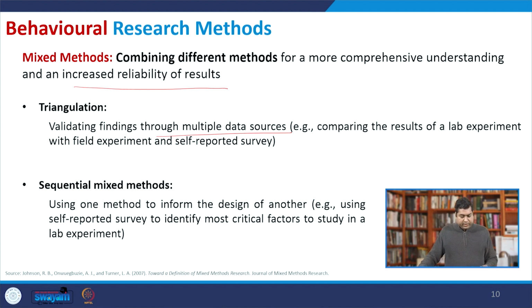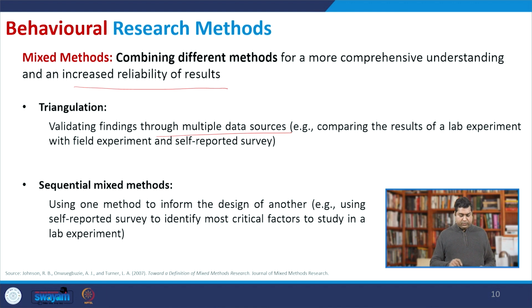Now coming to the sequential mixed method. In triangulation we compare and then come up with certain observations. In the sequential method, we use one method to inform the design of another, so it is a sequence. We have discussed this in the mixed method, right? First you have done a study using a qualitative method, and then those findings help to design the next stage of your quantitative analysis.